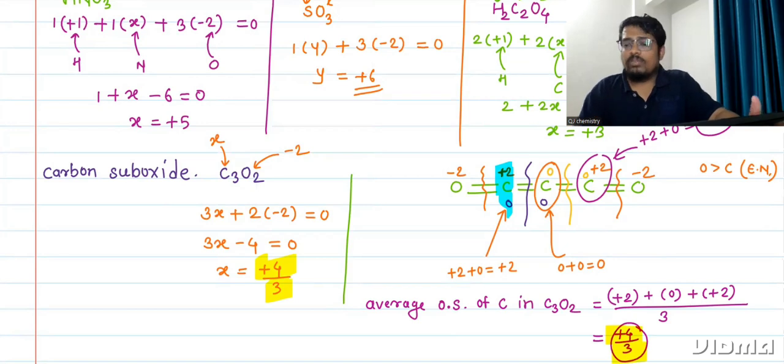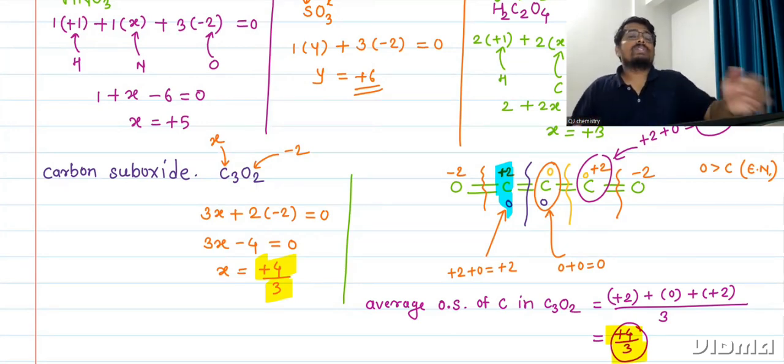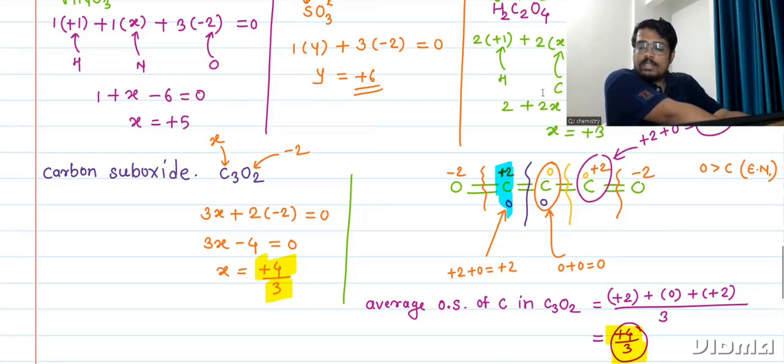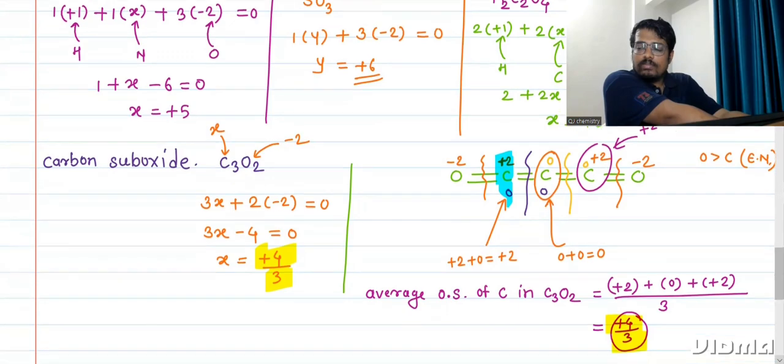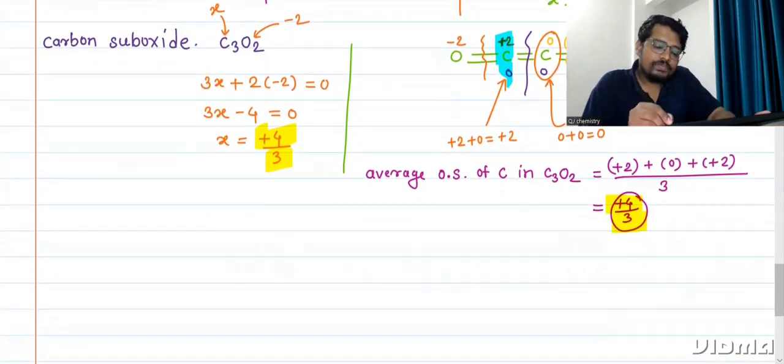So by applying the formula, we get the average oxidation state of atoms, because in some compounds the atoms exist in different oxidation states. In carbon suboxide, carbon exists in two different oxidation states. In such cases, when we apply the formula, we get the average oxidation state. Next example.